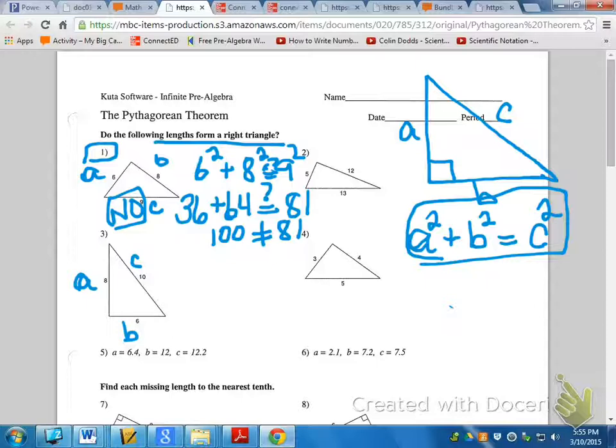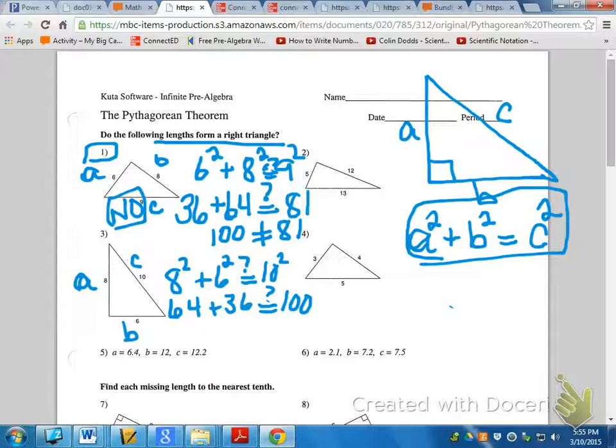So I'm going to test on number 3 if this is a right triangle. I'm going to say 8 squared plus 6 squared. Does it equal 10 squared? So 64 plus 36, does it equal 100? And I believe we already know the answer to that because we just did 64 plus 36. Yes, it most definitely is equal to 100. So on this problem, we would answer yes.